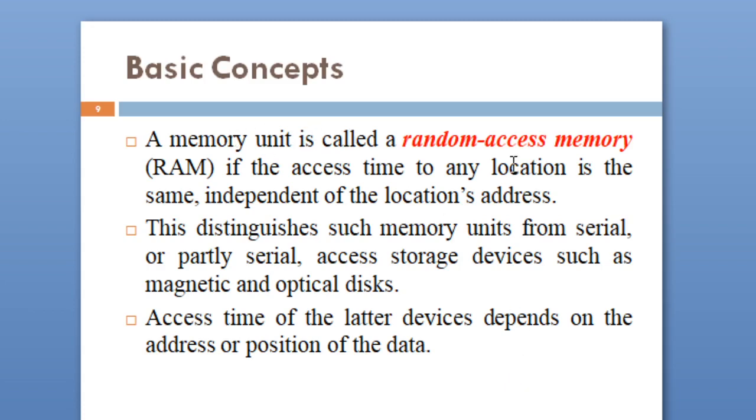A memory unit is called a random access memory if the access time to any location is the same, independent of the location's address. It is a random access, so any location can be accessed randomly and its value fetched. This distinguishes such memory units from serial or partly serial access storage devices such as magnetic and optical disks. The access time of the latter devices depends on the address or position of the data. So in magnetic and optical disks, the access time depends on the address and position of the data on the disk.